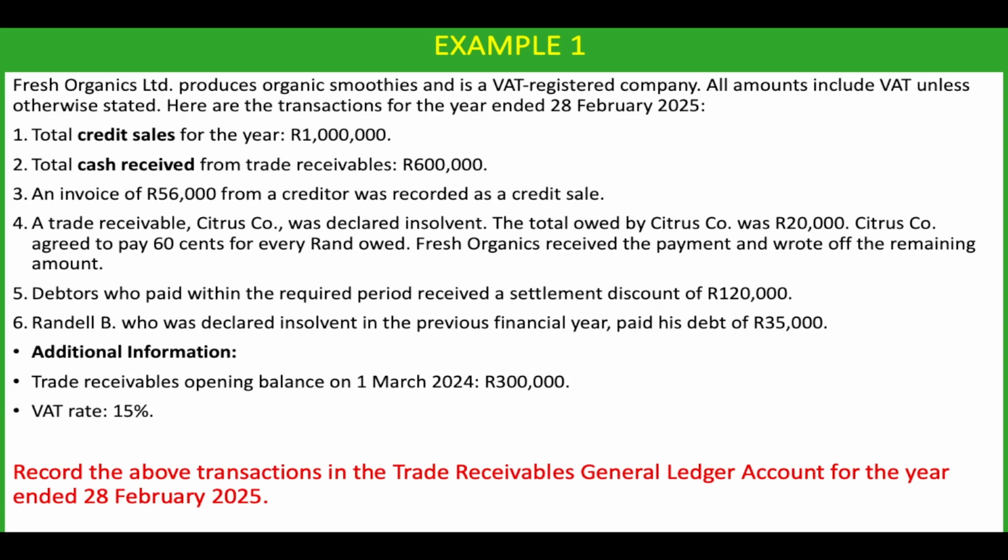That is the 300,000 Rand. And which side do we put it? We put it on the debit side because that's where it increases. Okay, balance brought down goes on the side that it increases. In this case, trade receivables increases on the debit side.